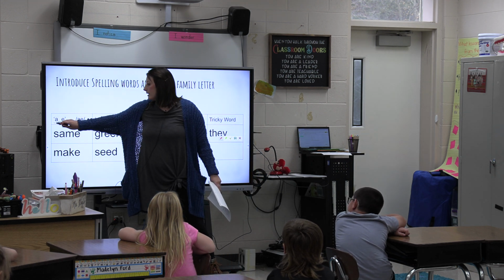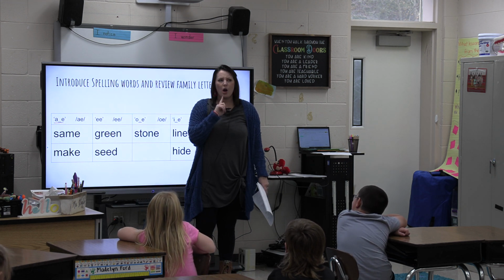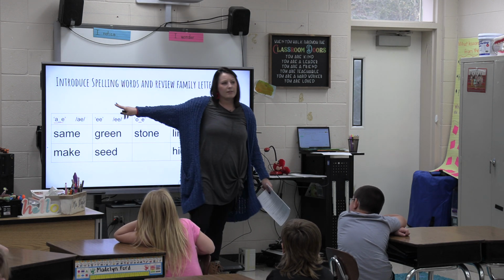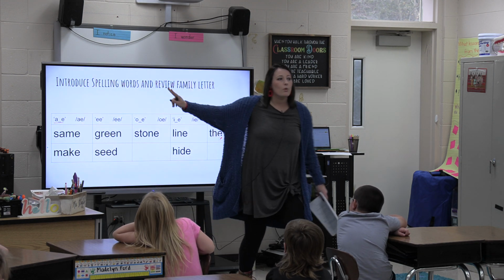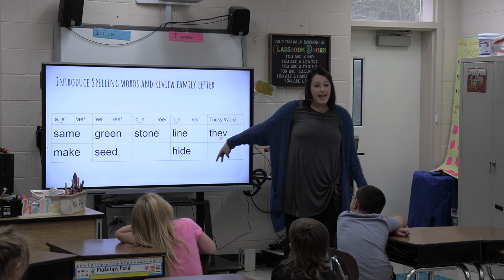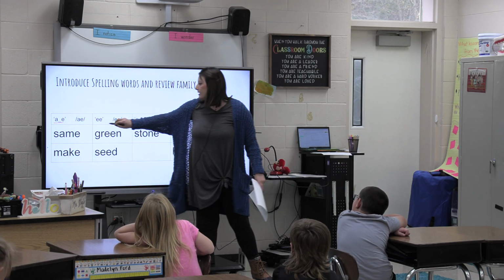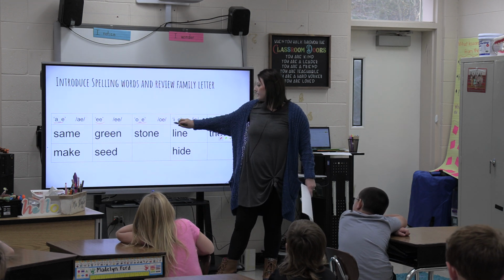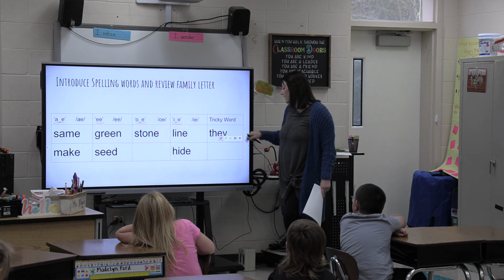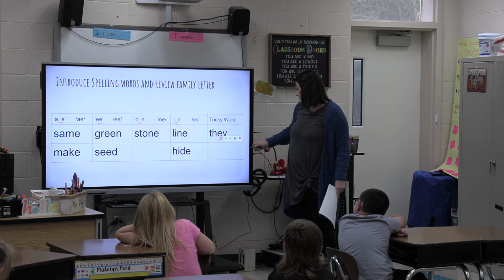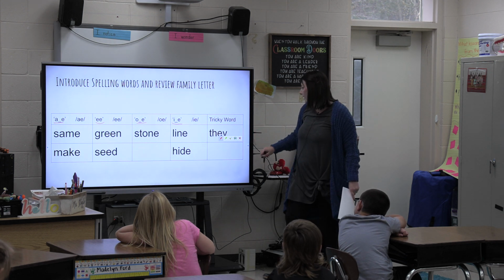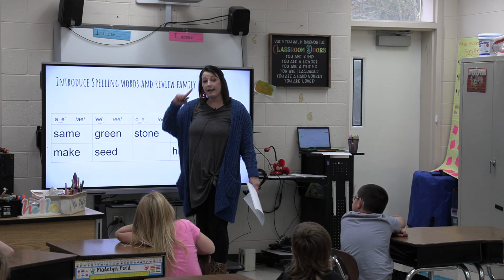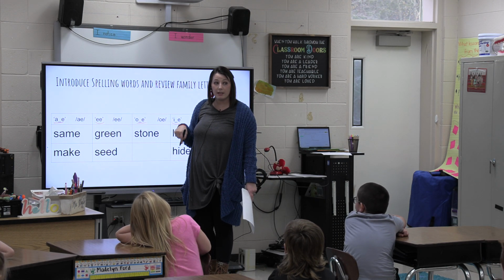So let's look up here. What sound is this? It's our split vowel sound. It's our split vowel team. So what sound is that? A. Good job. What about this? E. What about this? O. What about this? I. And here is our tricky word. All right. So we have these spellings. So let's look at our spelling words to see if we can sound them out.